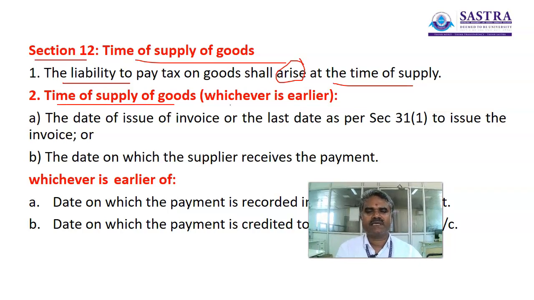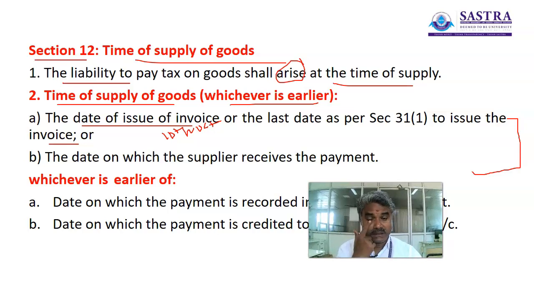Whichever is earlier of the following. One is the date of issue of invoice, or the last date as per section 31 to issue the invoice. This is very, very important. Take for example, you issue the invoice on 10th October. Assume that this is the 10th. No problem.